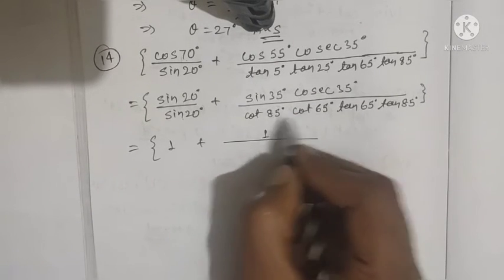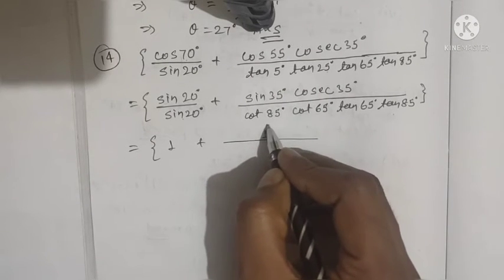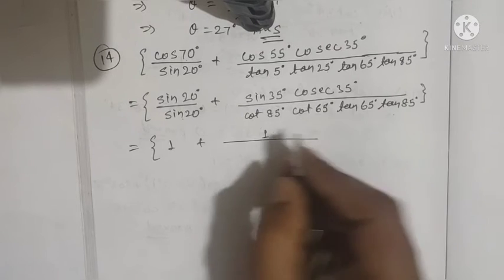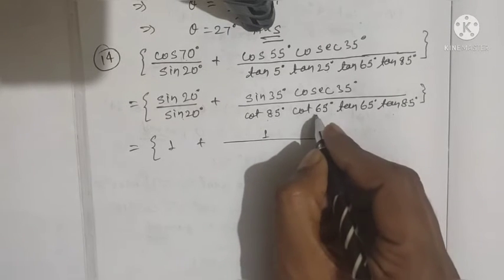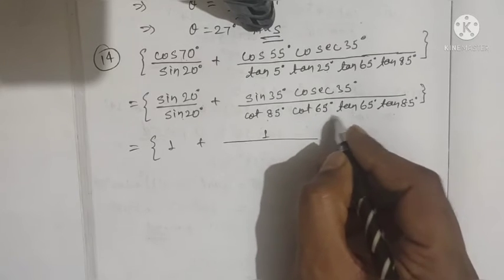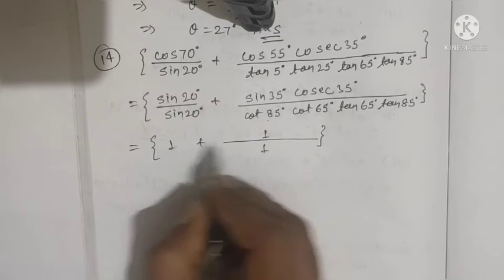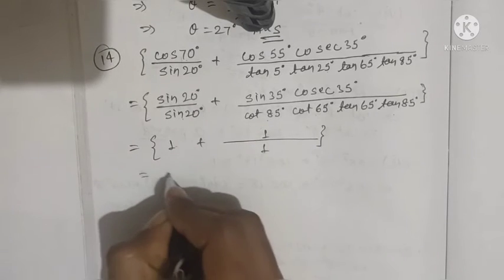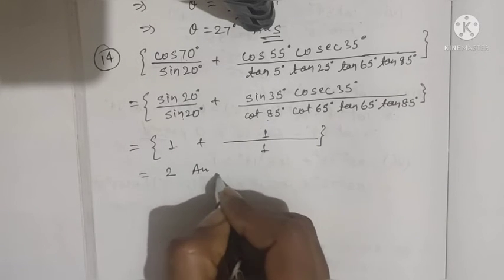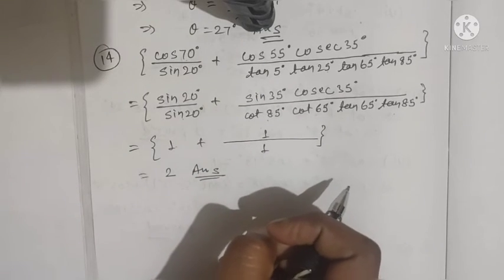And cot 85 is the inverse of tan 85, so cot 85 is equal to 1 by tan 85, and tan 85 cancels, so it will be 1. Also cot 65 and tan 65 are inverses of each other, so that will also be 1. So 1 into 1 becomes 1. So it will be 1 plus 1, hence the answer is 2. So it seems hard, but it is too easy, right?